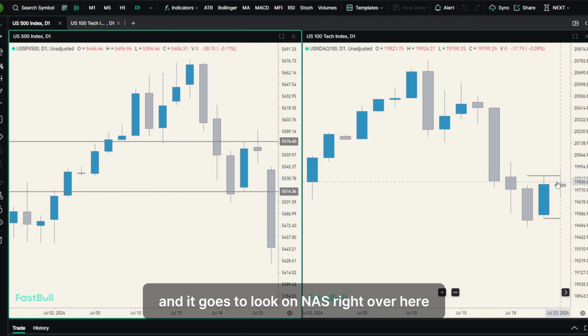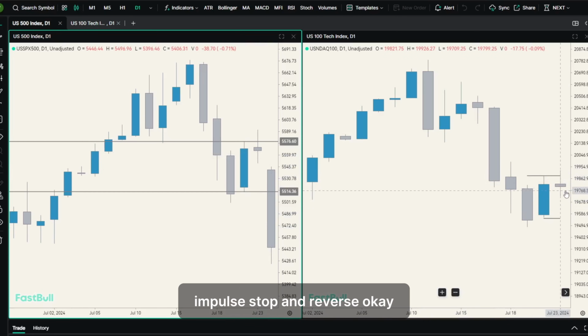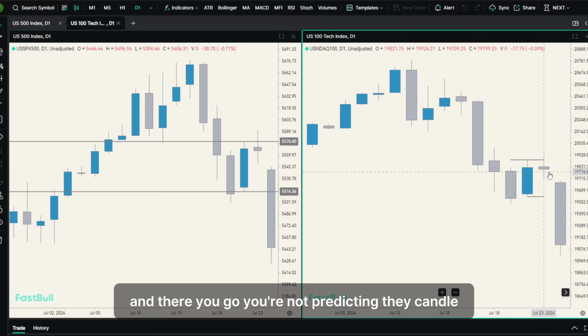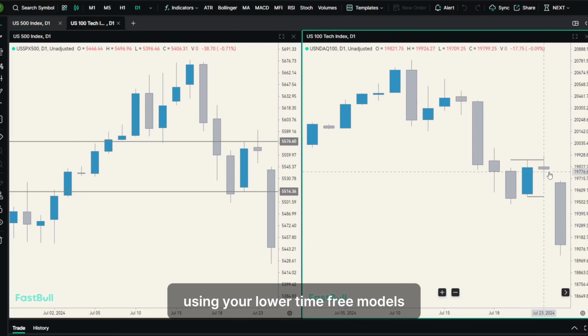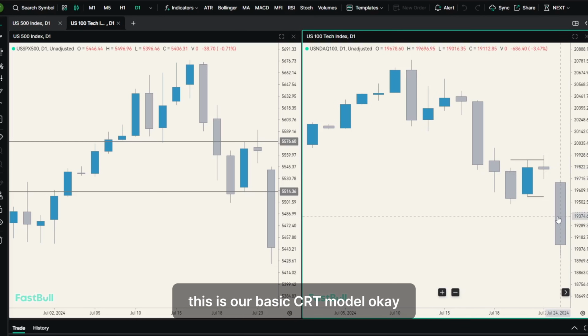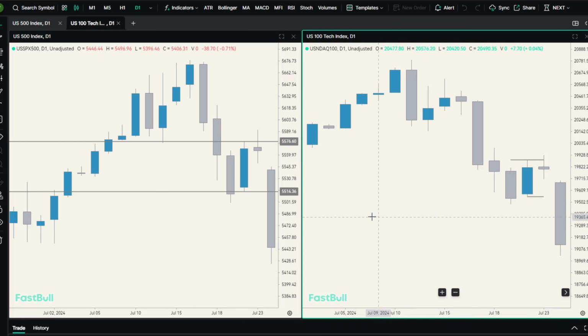And we also look on Nasdaq right over here: impulse, stop, and reverse, okay? And there you go, you've now predicted the candle. Using your lower time frame models, you can also find an entry within this reverse candle. This is our basic CRT model, okay?